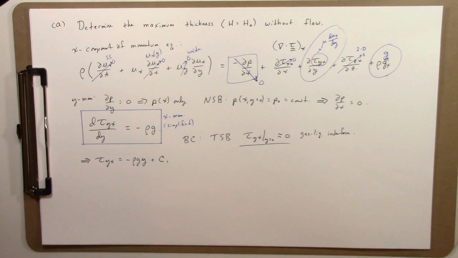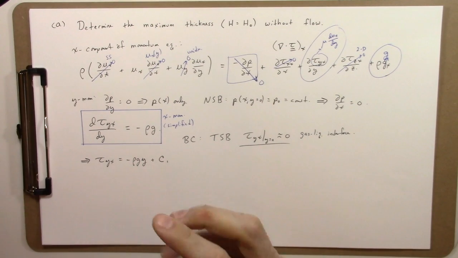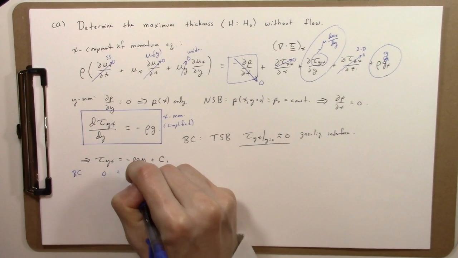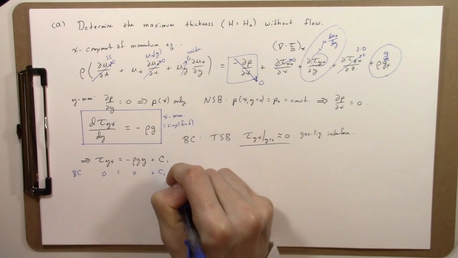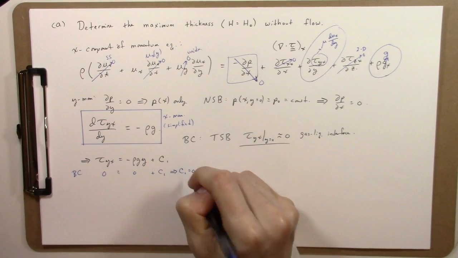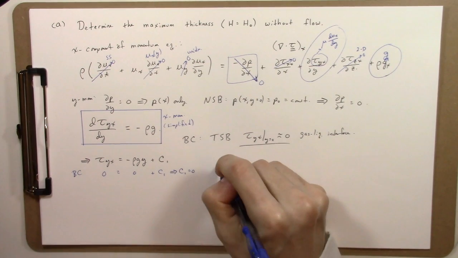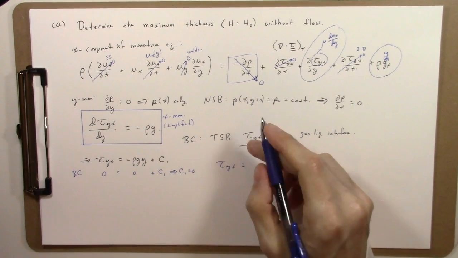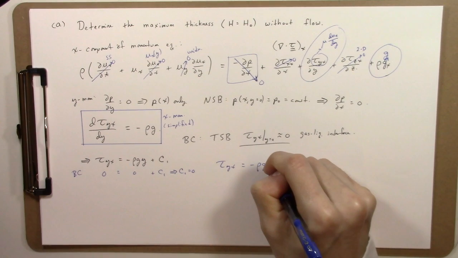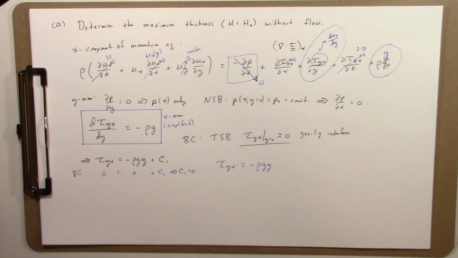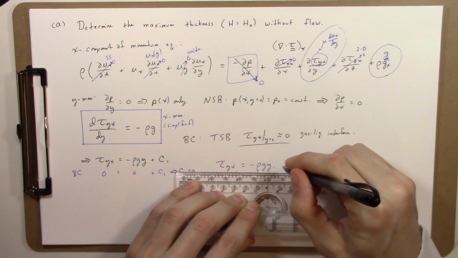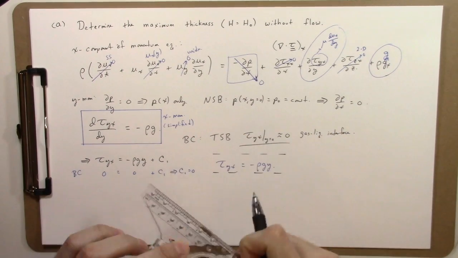we'll call it C1. We'll apply our boundary condition, 0 shear stress at 0 plus C1. Y is equal to 0 along the interface, so C1 is equal to 0. And we conclude that tau yx is equal to minus rho g y. So that's our integrated form of the momentum equation.